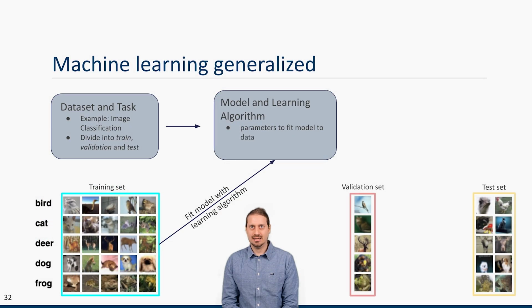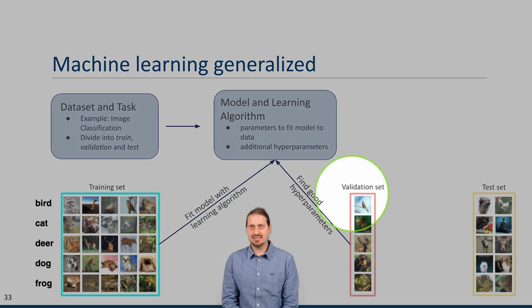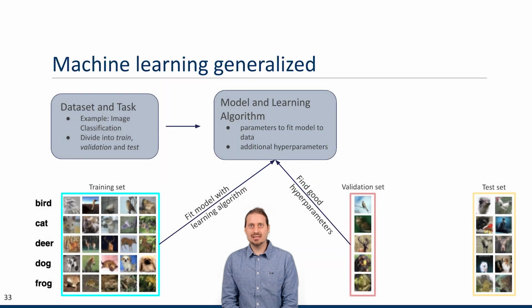and we fit these parameters so that they best classify this training data set. And then there may be additional parameters, we call them hyperparameters, that are settings of the learning algorithm, and we would use this validation set to find the best settings for these parameters. And we need to use a separate set of the data for this, because we cannot trust the results we get on the training set.